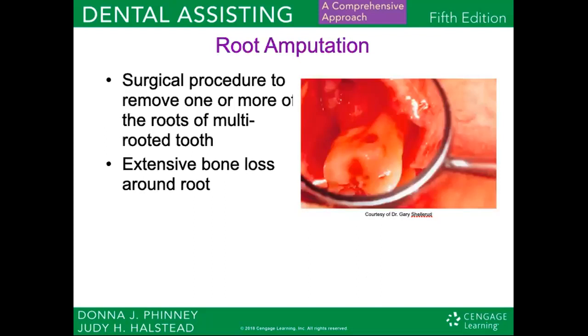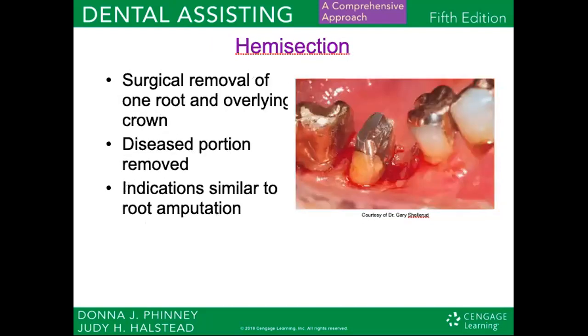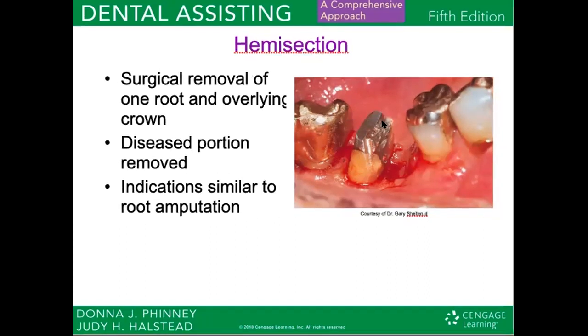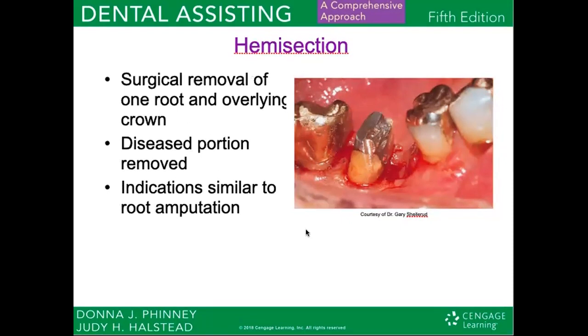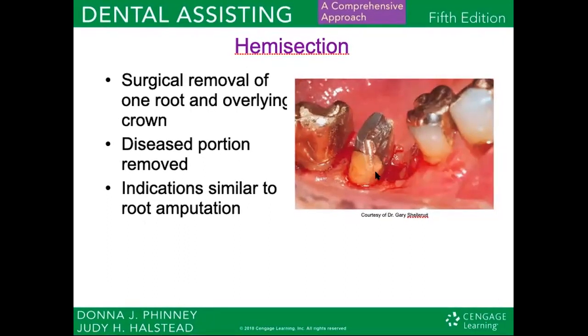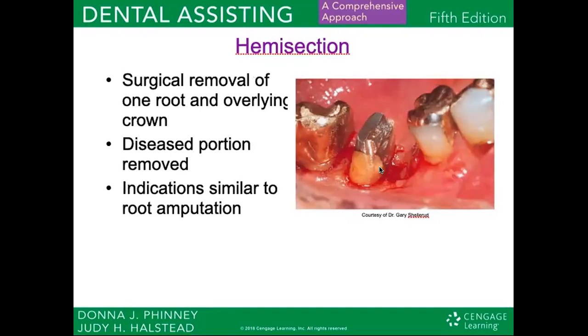Root amputation is a surgical procedure to remove one or more of the roots of a multi-rooted tooth due to extensive bone loss around the root. A hemisection is a surgical removal of one root and the overlying crown. So if we have a multi-rooted tooth, such as a molar, what they do is they basically cut the entire tooth in half, all the way from the crown, all the way through the furcation area, and the diseased portion is removed, and the healthy portion of the tooth is left intact. So what they would do is they would basically turn a molar into a premolar by cutting it in half. They would put a crown on it, and it would be treated as a premolar.